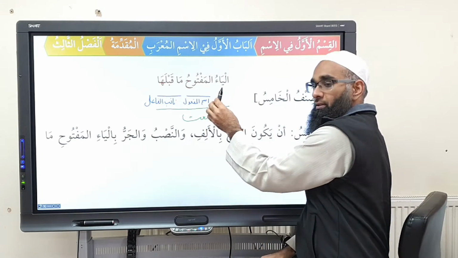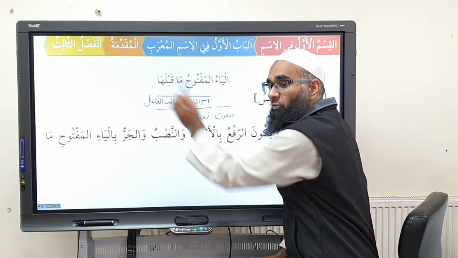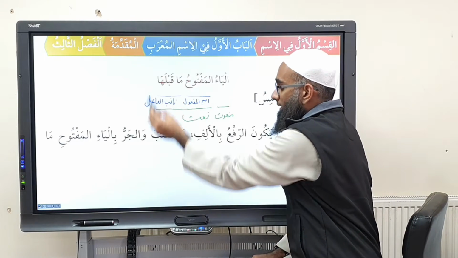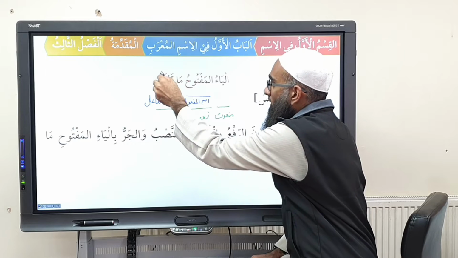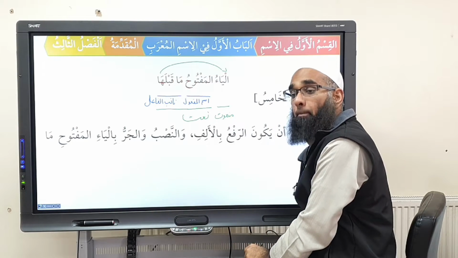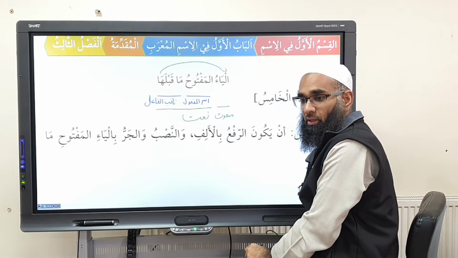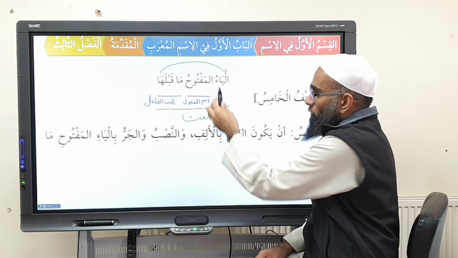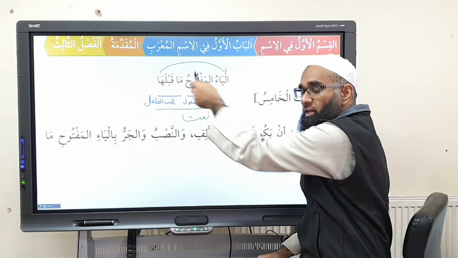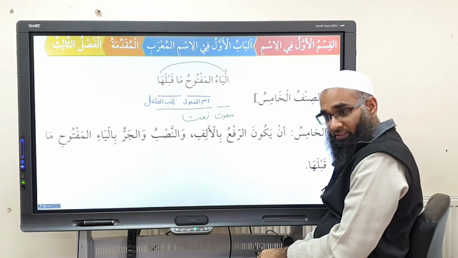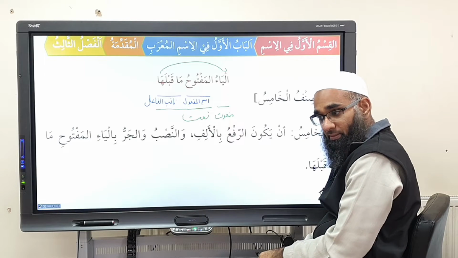So what does that mean now? A ya maftuh before it. Meaning what? A ya, and then the ha zamir refers back to the ya. So you join it in translation: a ya before which is maftuh. Maftuh means has a fatha. So a ya before which there's a fatha. Correct? Do you understand? Make sense?